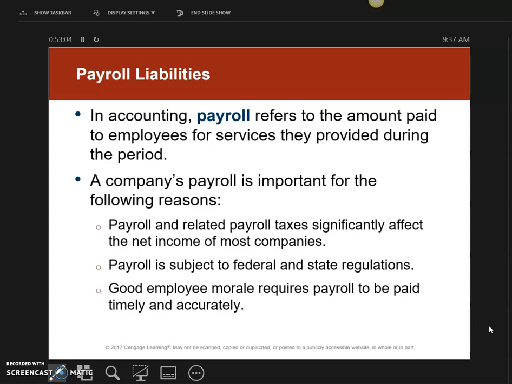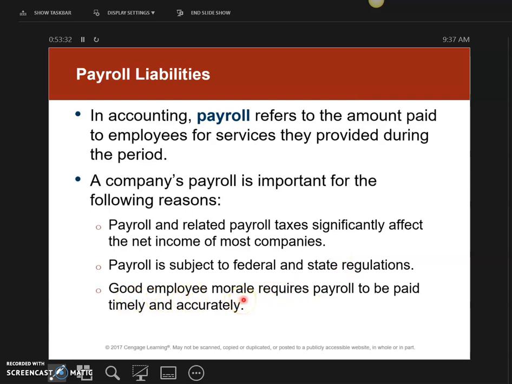We're now going to continue in Chapter 10 and talk about payroll liabilities. Payroll is probably the largest expense any employer will ever have. It's also the most complicated one because there are so many different state and federal regulations. And you yourself know as an employee, if they don't pay you what they're supposed to when they're supposed to, you're going to be very upset.